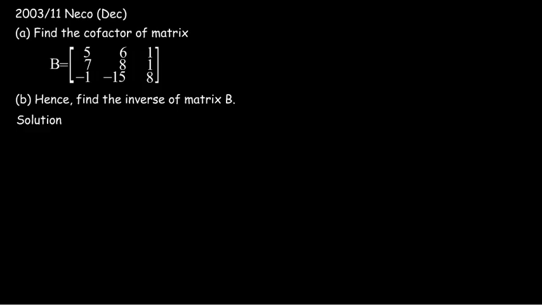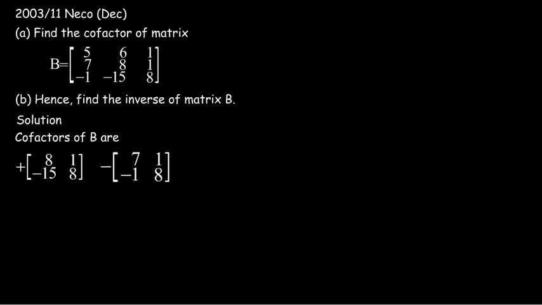Now for our solution, our cofactors of B are found by eliminating the row and column of each element and adding the corresponding sign. Our first element will be plus, our smaller matrix will be 8 1, minus 15 8. Our next element will be minus, our smaller matrix will be 7 1, minus 1 8. The next will be plus, our smaller matrix will be 7 8, minus 1 minus 15.